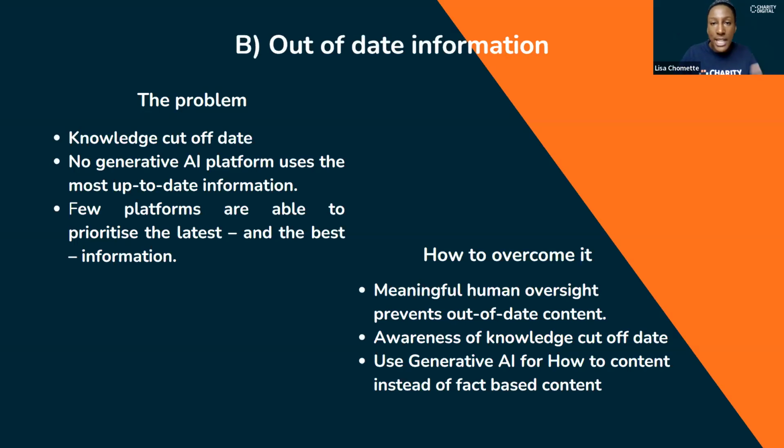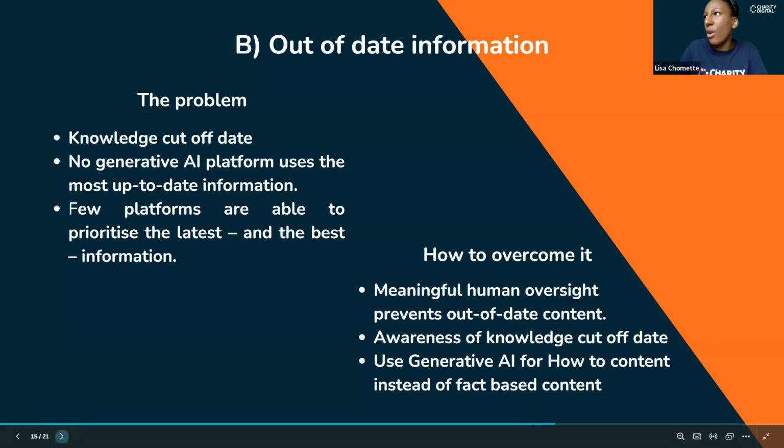I've heard of brilliant examples of people copying and pasting loads of different reports, loads of trend reports, into ChatGPT and asking it to summarize that information, or to build some quick how-to steps based on that information. That's really interesting, and that's really useful.